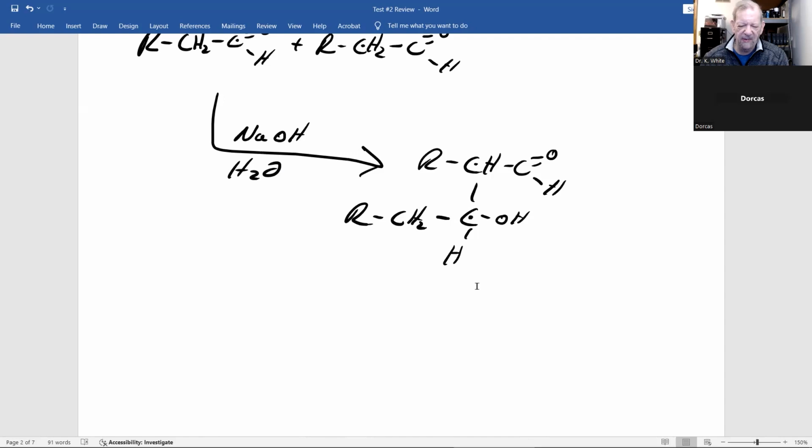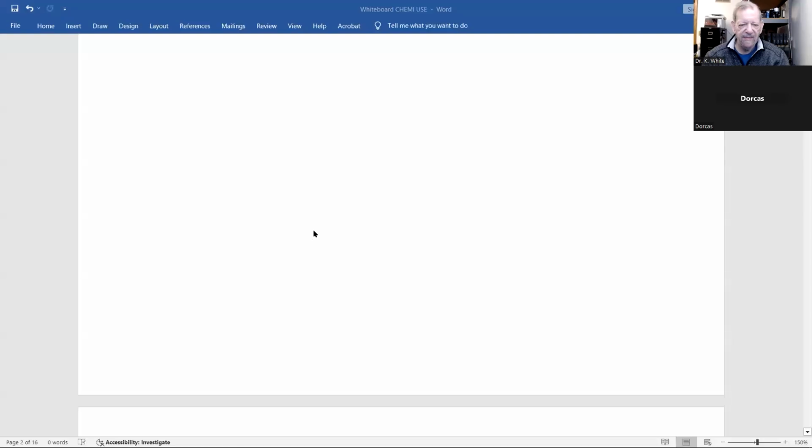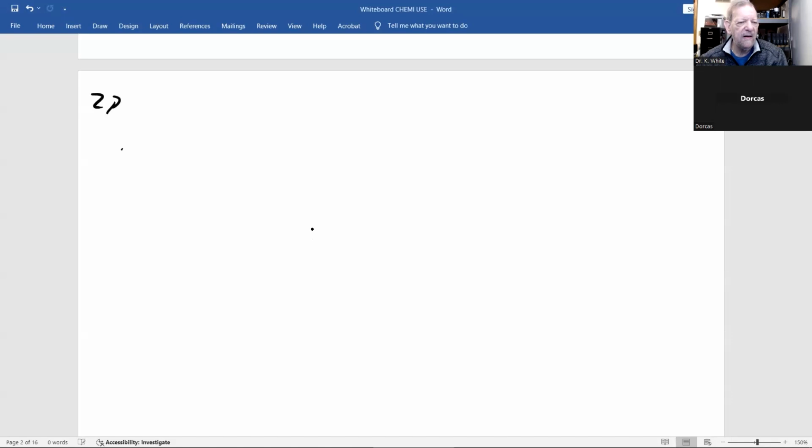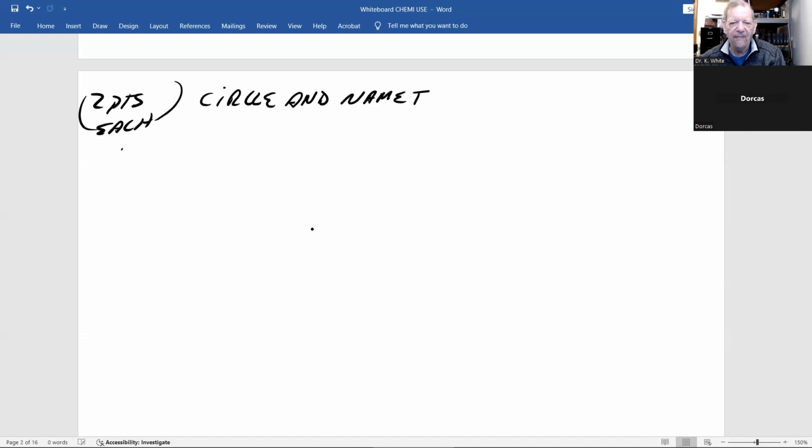Hopefully you've all done the practice problems. And before I let you go, and I'll stick around if anybody has any questions, let's do something fun. Let's play that fun game, circle and name the functional group, 2 points each. And I put the S in there because there could be more than one. And let's just do 2 of them.